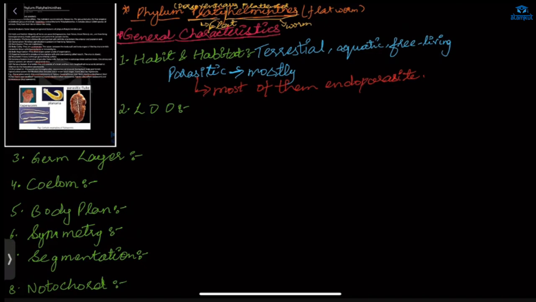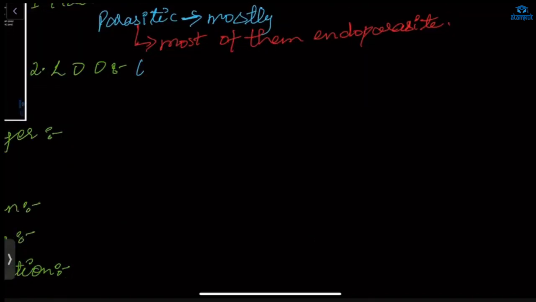Next is level of organization. Here, level of organization will be what? You tell me Sana, level of organization will be what? In the three phyla we have seen cellular level, then tissue level, now what level will come here? Organ level. Yes, organ level, because as the phylum advances, there will be an upgradation. So organ level of organization will be seen.